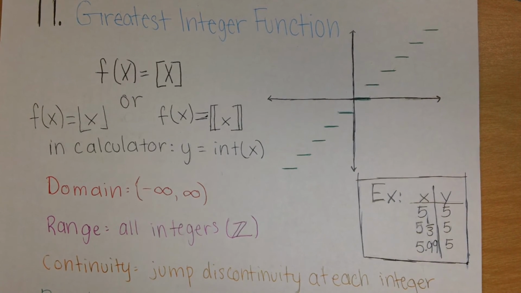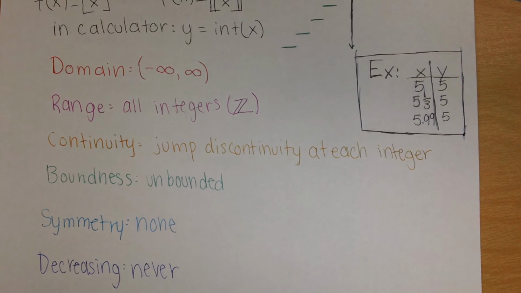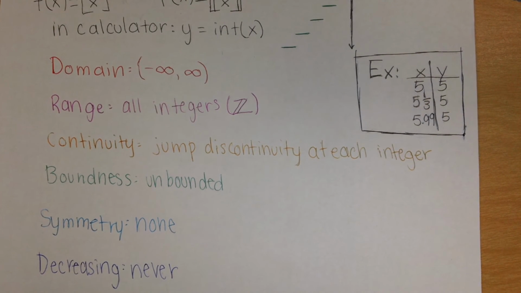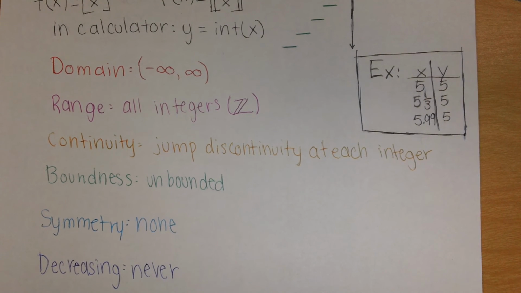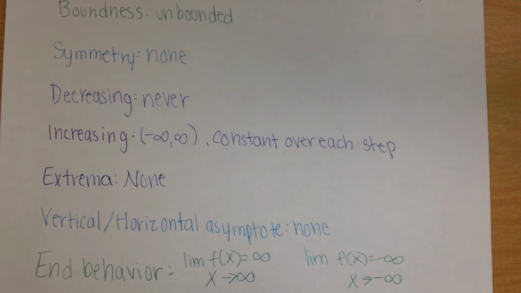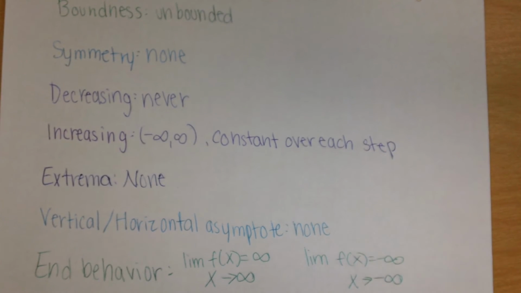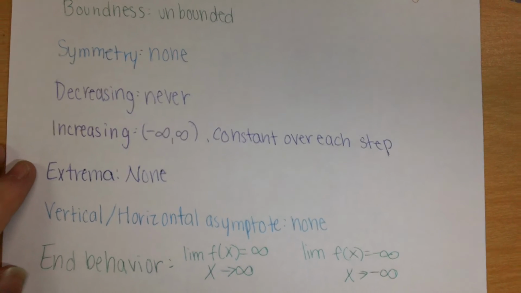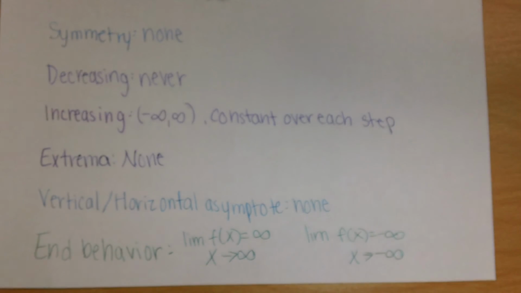The continuity of this function is jump discontinuity at each integer. This function is unbounded because there is no maximum or minimum y value. There is also no symmetry. This function is never decreasing, but it is increasing from negative infinity to infinity, and is constant over each step. There is no extrema because there is no maximum or minimum point. There are no horizontal or vertical asymptotes. The end behavior is the limit of f of x as x approaches infinity is infinity. The limit of f of x as x approaches negative infinity is negative infinity.